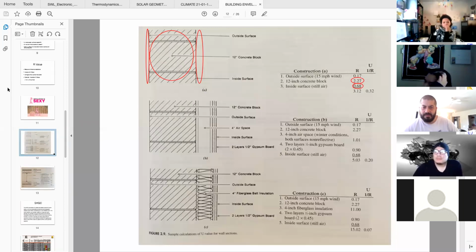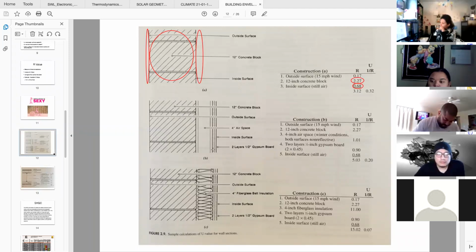Okay, very simple wall construction, very straightforward. There's no insulation on this. Okay, so now let's assume that we're going to add some drywall to the inside of this CMU wall assembly. We still have our outside wind factor, our concrete block factor.